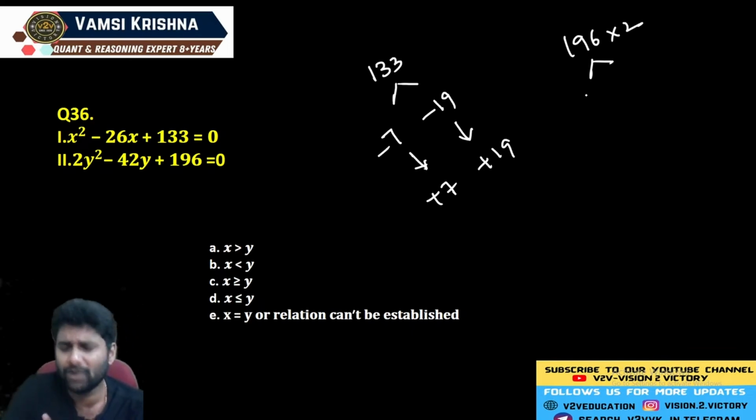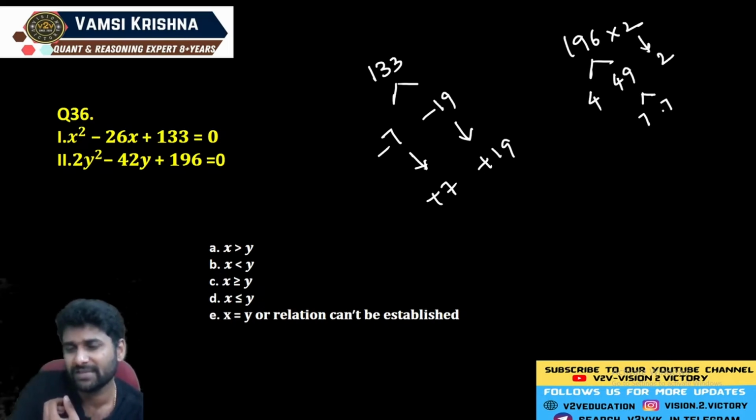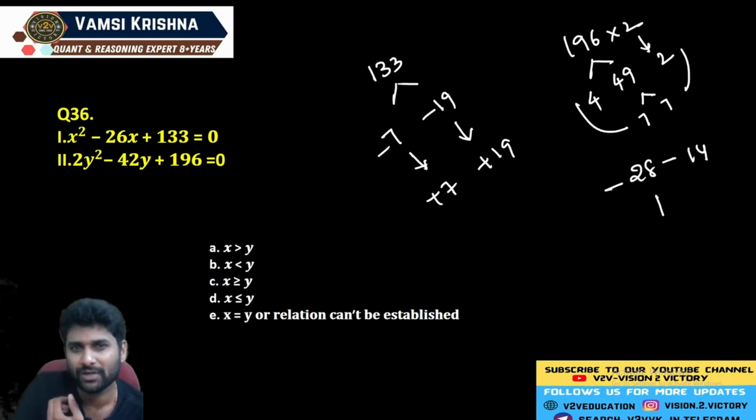So I will tell you, if you want, say again, I will tell you how to take the factors here. So 4 is multiplied by 49. Again, we have a 2. So split this value 7, 7. So 7 fours are 28 and 7 twos are 14. 28 and 14. Minus 28 minus 14. Final factors is plus 28 and plus 14.